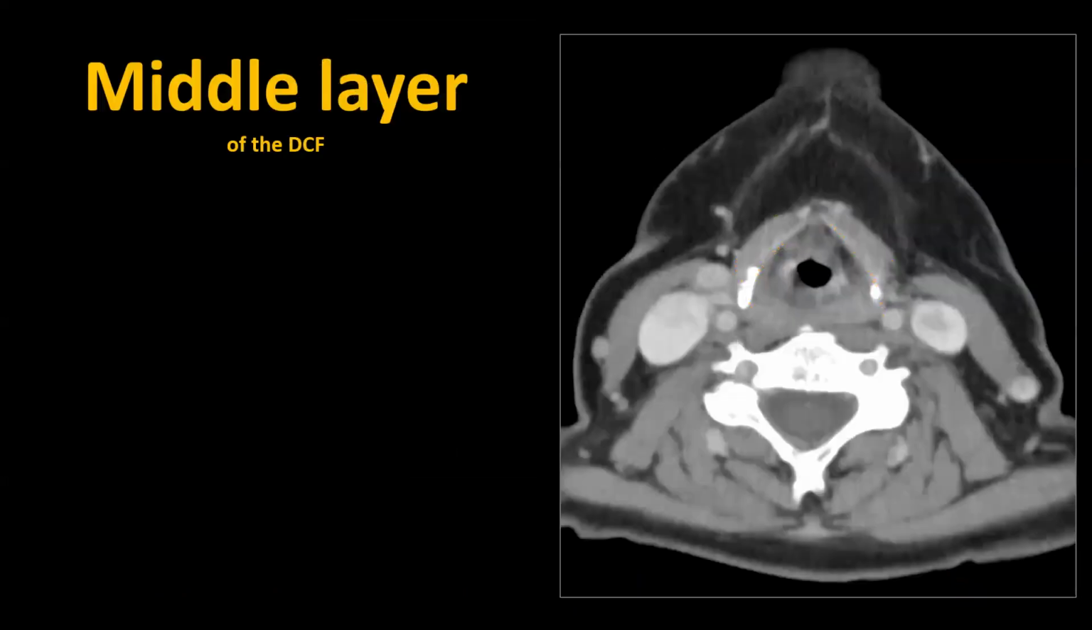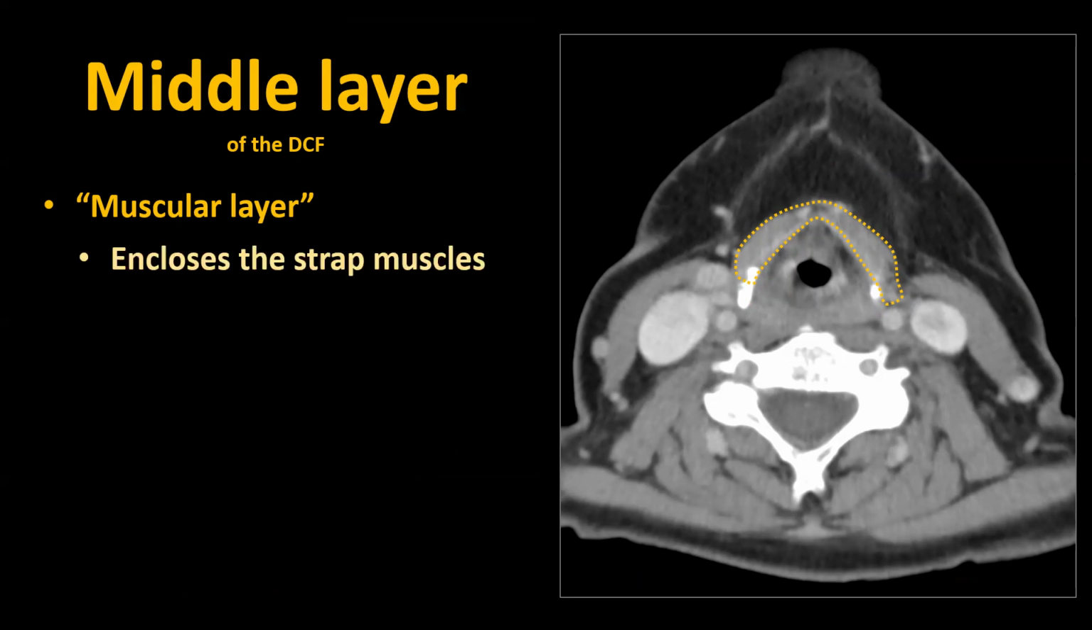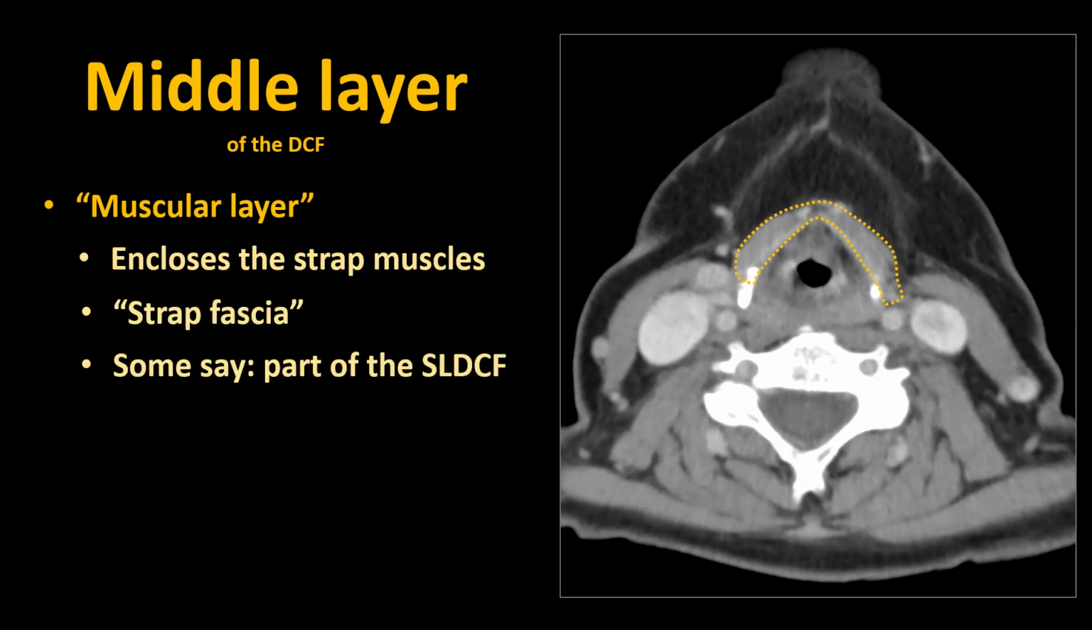Okay, and let's summarize this on this slide. So the middle layer in the infrahyoid neck contains a muscular layer which encloses the strap muscles and is sometimes called the strap fascia. Some authors say that the strap muscles are encircled by the superficial layer of the deep cervical fascia. I don't really know who's correct. Most authors I've read believe it belongs to the middle layer, so I took it over, but I'm not an anatomist.